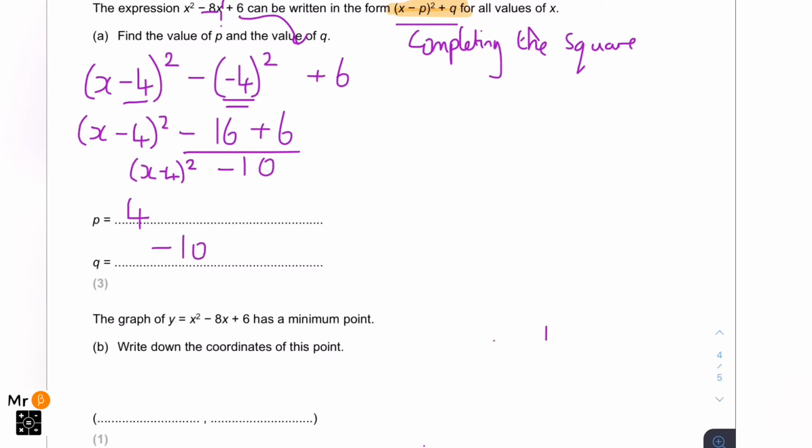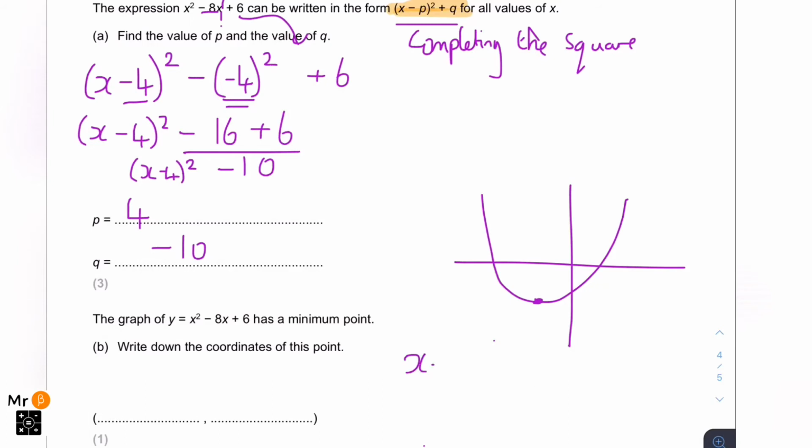To finish off this question, to get your minimum point, so if we think about this graph, I'm just going to draw a random quadratic. We are looking for the minimum point of that graph. This is also known as the turning point, where your gradient turns from a negative to a positive. So we're trying to find this lowest point. You can get that from your completed the square form.